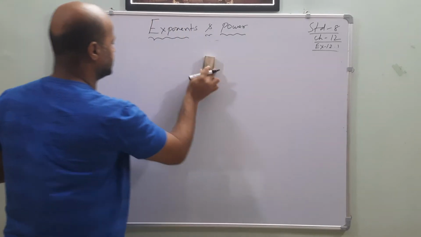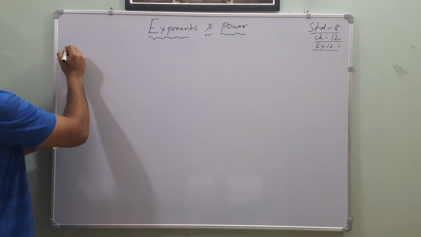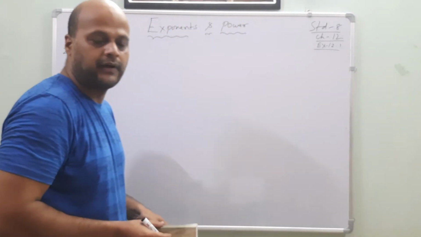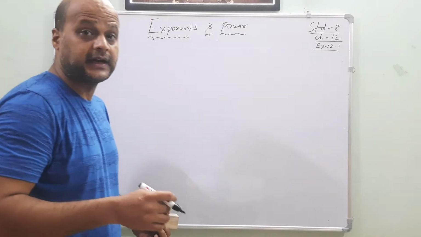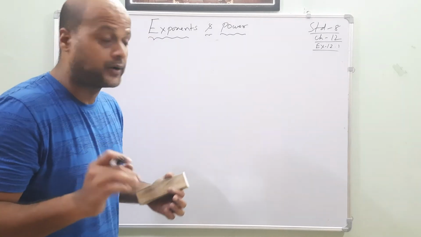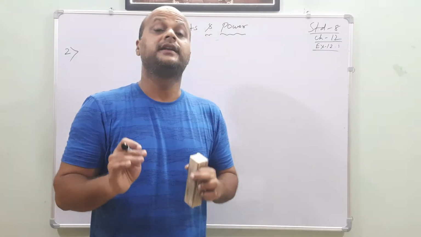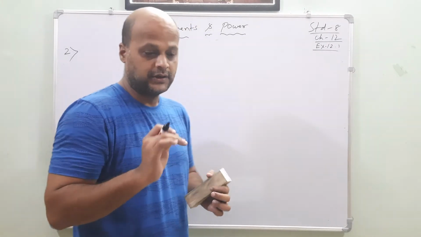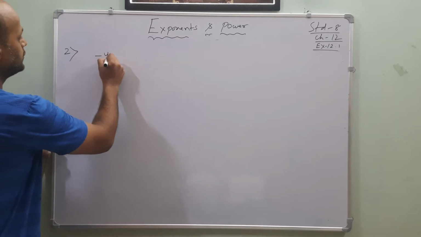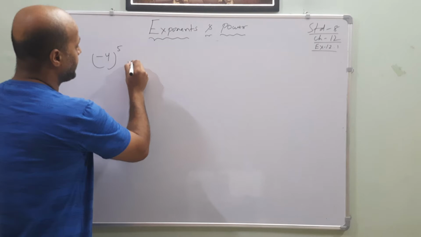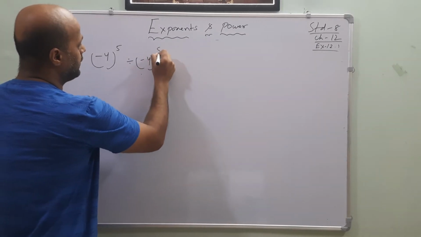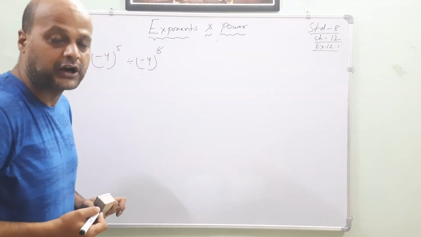The second one is saying: find the values. You have to solve it and write the answer in power form. So it is (minus 4) whole power of 5 divided by (minus 4) whole power of 8. If the question is like this, what do you have to do?